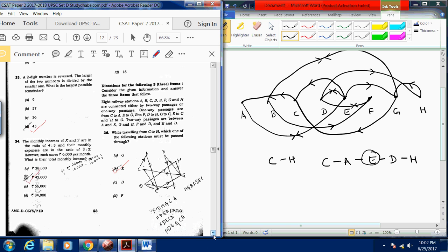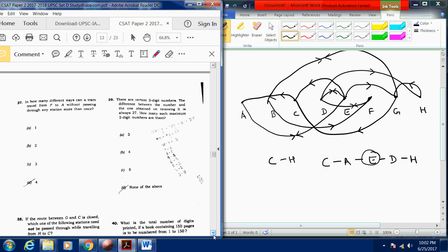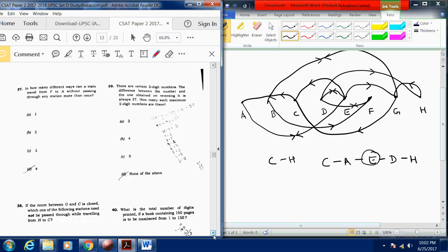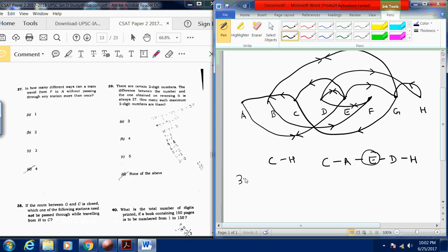Now let's see the part 2 of this question. In how many different ways can a train travel from F to A without passing through any station more than once? So this is question 37. So you have to go from F to A. How many paths can be there? So F is this and A is this.